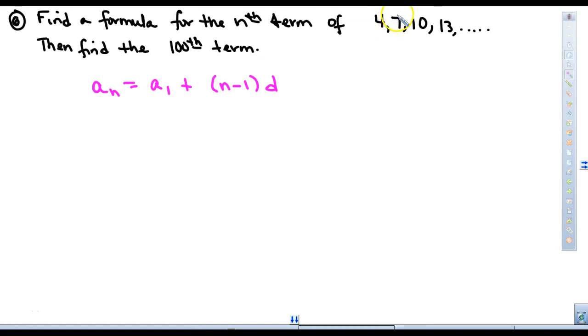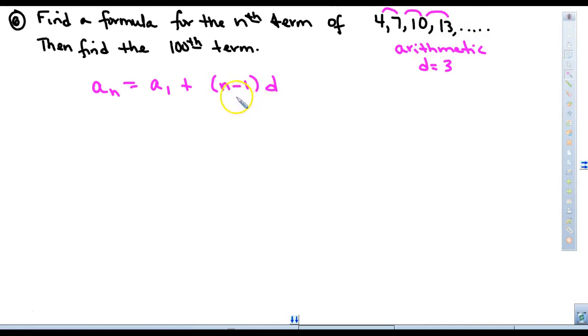But I can tell because 7 minus 4 is 3, 10 minus 7 is 3, 13 minus 10 is 3. So I can tell that this is arithmetic and that I have a common difference of 3. Okay? So once you decide that it is arithmetic, then write down your formula, and then we're going to fill in what we know.